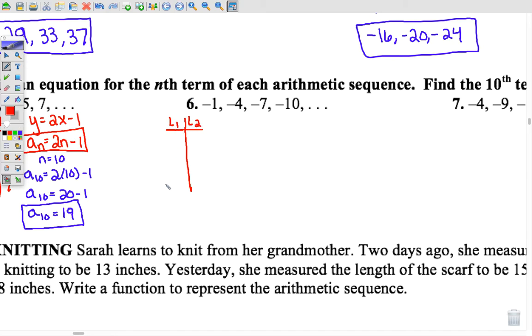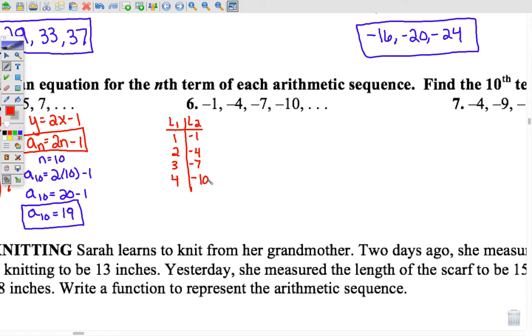L1 is how many numbers am I dealing with? Well, I'm dealing with 1, 2, 3, 4 numbers. L2 is what are those numbers? Well, it's -1, -4, -7, and -10.